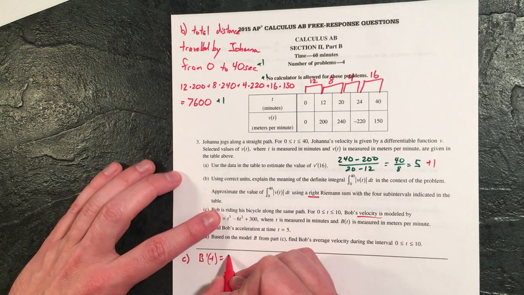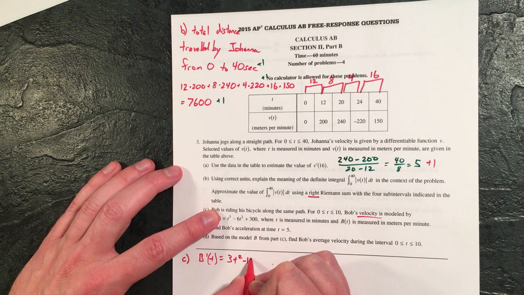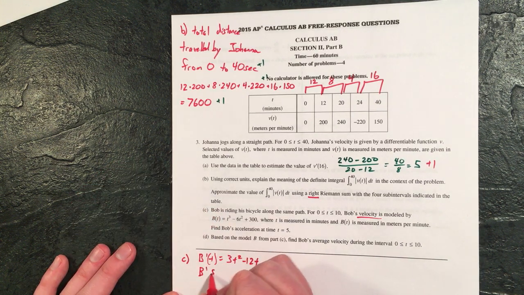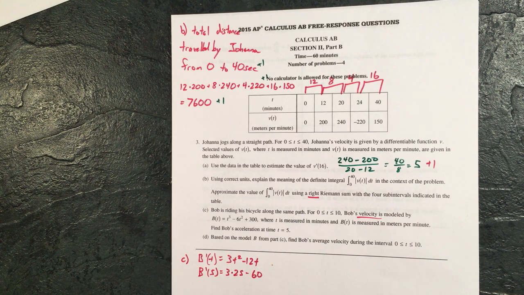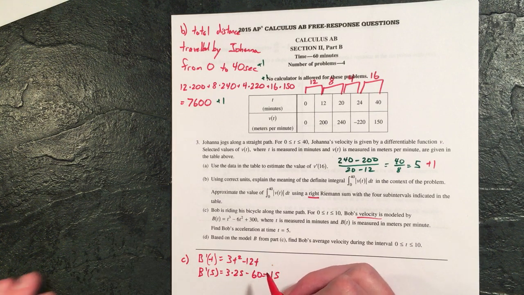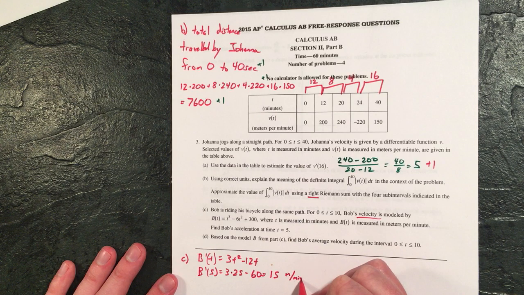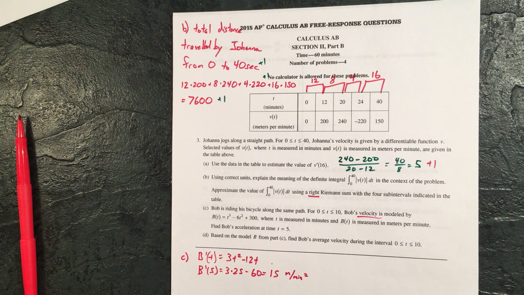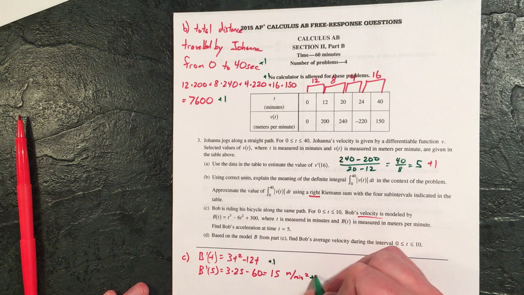So the derivative is going to be 3t squared minus 12t. And they want this at time 5, so plug in a 5 here. That's 3 times 25 minus 12 times 5, which is 60. So 75 minus 60 gets us 15. And the unit here is meters per minute squared. Yet again, I don't think they care. Point breakdown here: 1 point for a proper derivative, 1 point for the numeric answer.